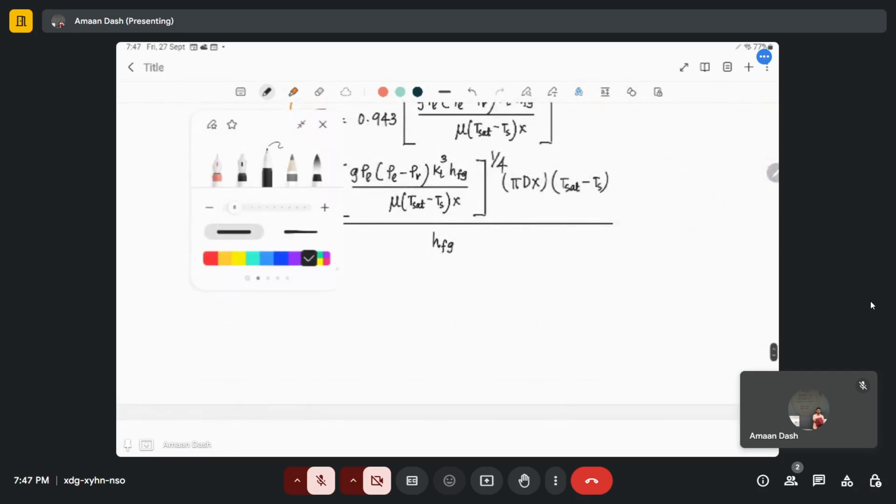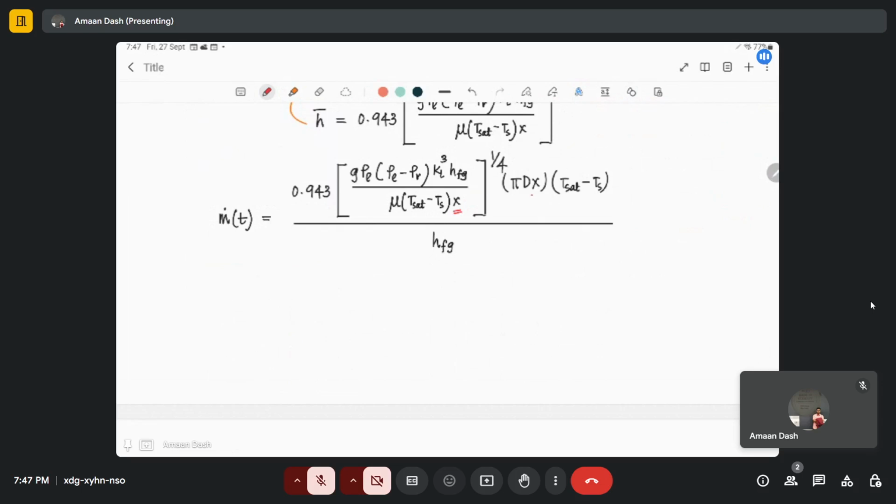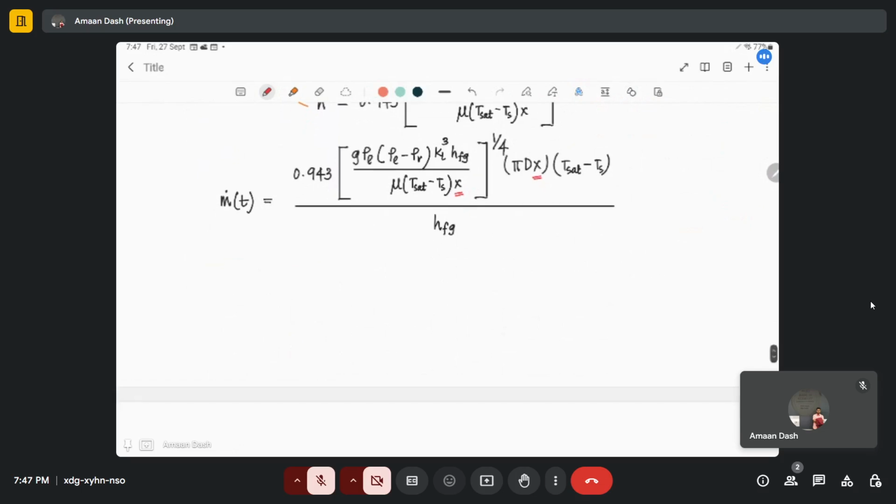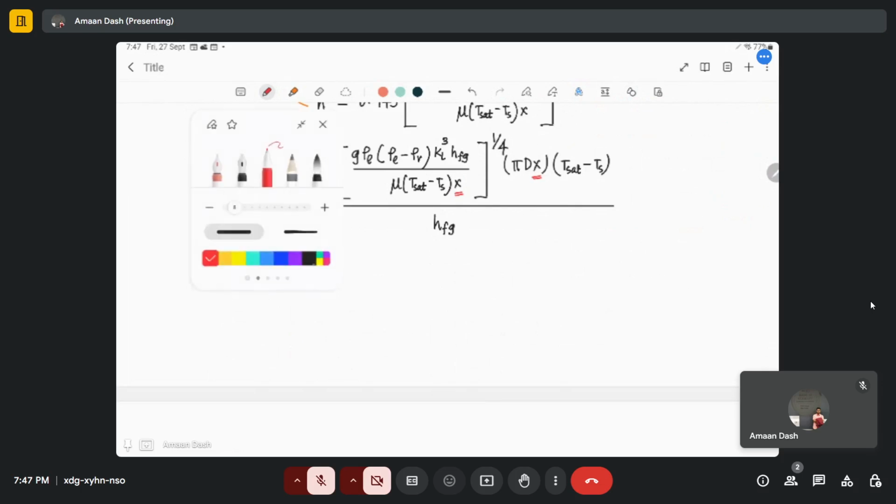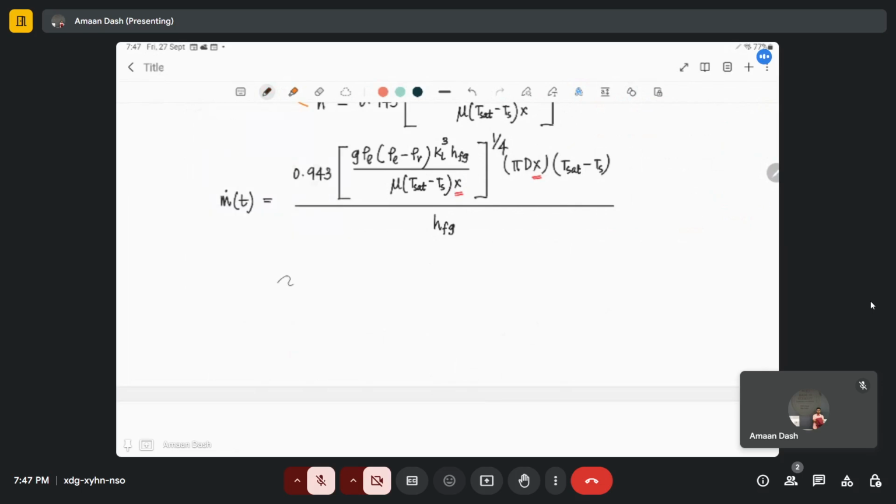So here we have x, and here we have x. So we'll simplify this m dot to a good form in terms of x. So let me write. We can write m dot of t is equal to, let's say, 0.943. Then we have pi and d, and then we have h_fg at the bottom. So we can write that also, h_fg. Okay.